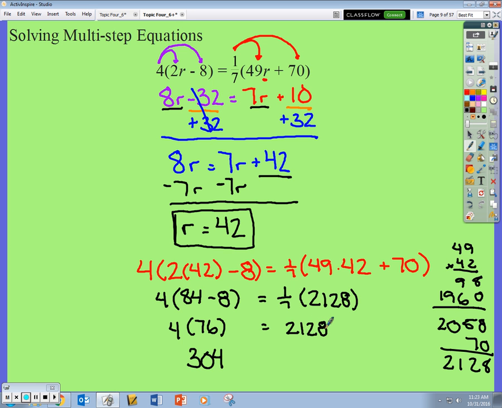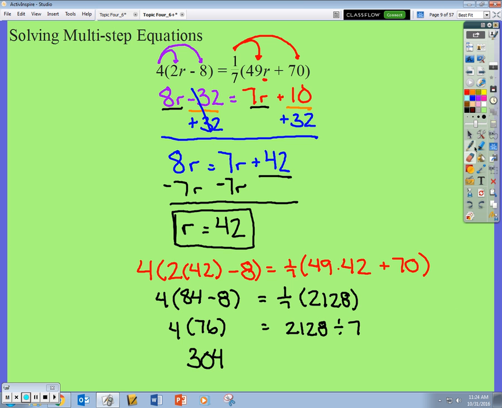If I'm dividing into sevenths, I'm dividing into 7 equal pieces. And I'm going to do the math over here. Let me erase what I already have so I can do my math. So that gives me 2,128 divided by 7.